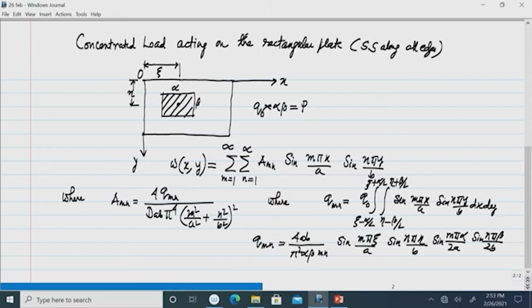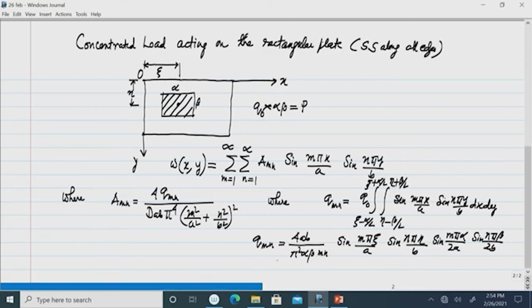Now, to find the effect of concentrated load, we shall assume that the area alpha cross beta is very small. That is possible in the limit when alpha and beta go to 0. Then the total load Q naught into alpha beta is concentrated at a point. This point is defined as the centroid of the load. So, this indicates that we have to take the limit of this function.